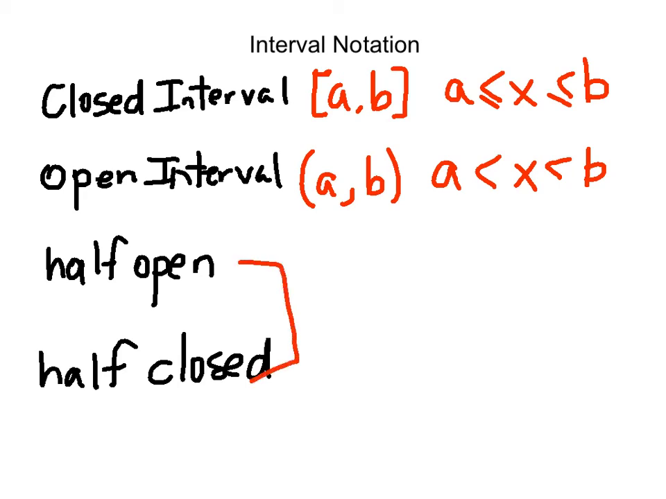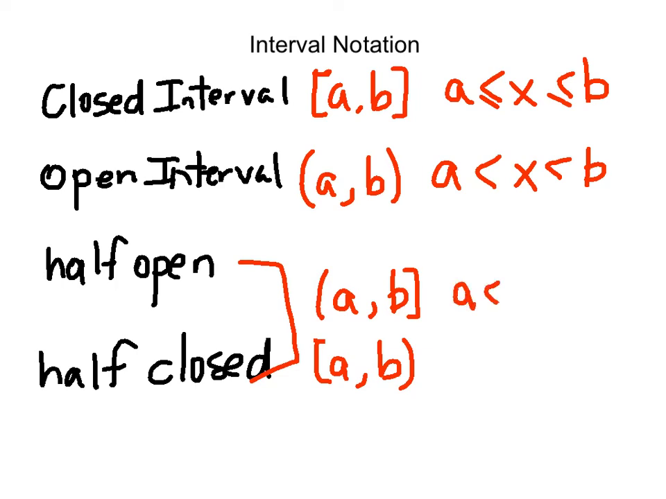Half open and half closed are terms that mean the same thing and are denoted by two different interval notations. The first is when a is not included, but b is. The second is when a is included and b is not. So in inequality notation, the first would look like this, where we have equal to by the b, and the second would look like this.